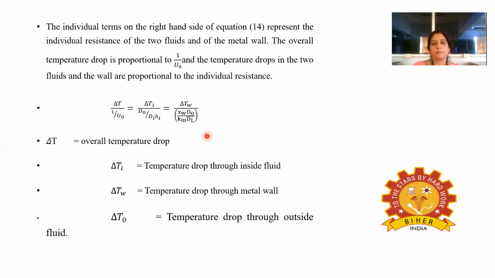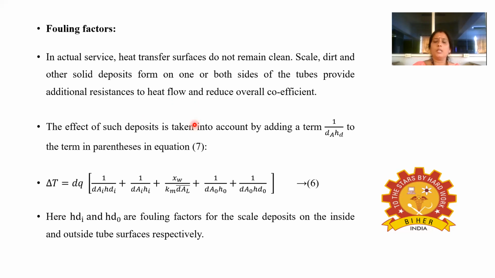Since it is a steady state conduction, del T by R is equal to del Ti by Ri and del T naught by R naught. So this can be written as del T by 1 by U naught is equal to del Ti by d naught by di hi, del Tw by xw km d naught by dl bar. So this equation is what we considered in the starting itself. We have assumed that there is no dirt or any other particles present. It is free from dirt, so we have assumed the tube is clean both inside and outside.